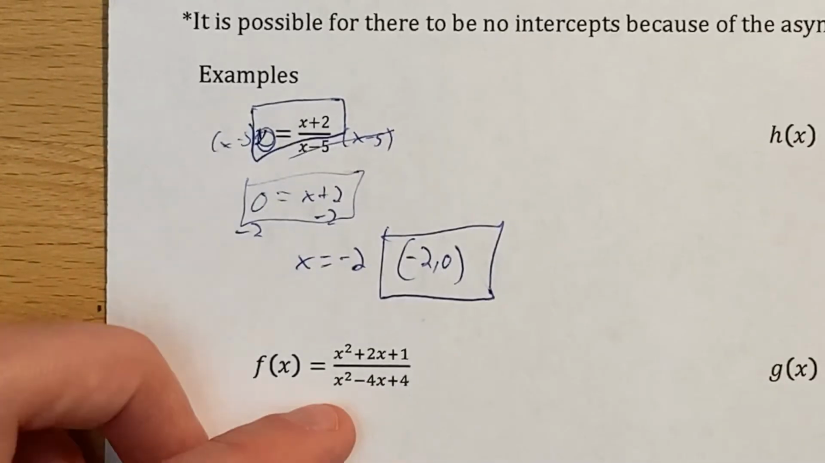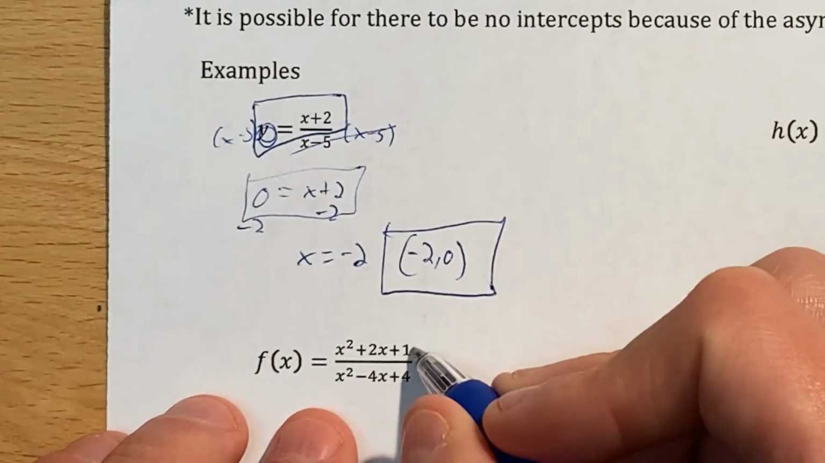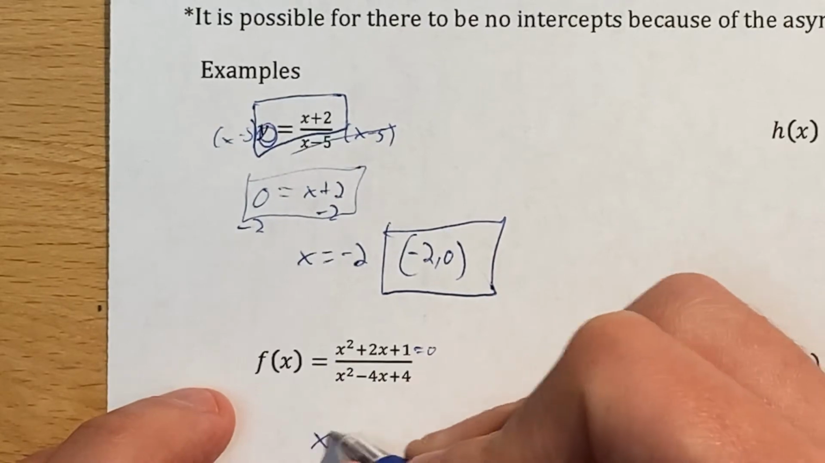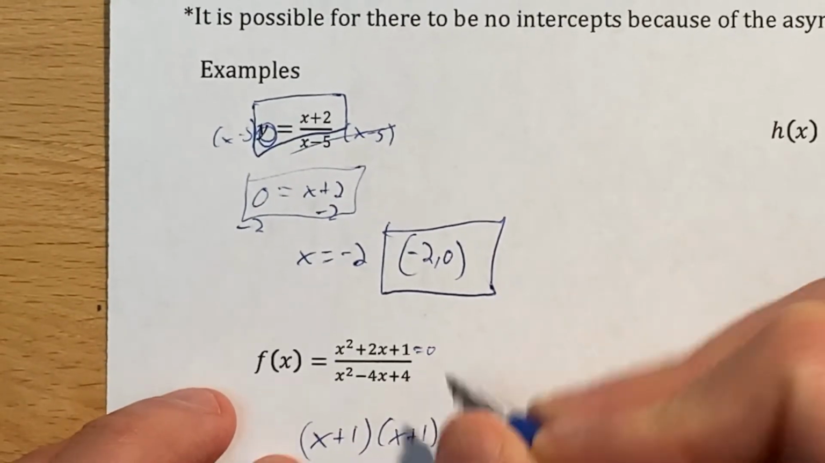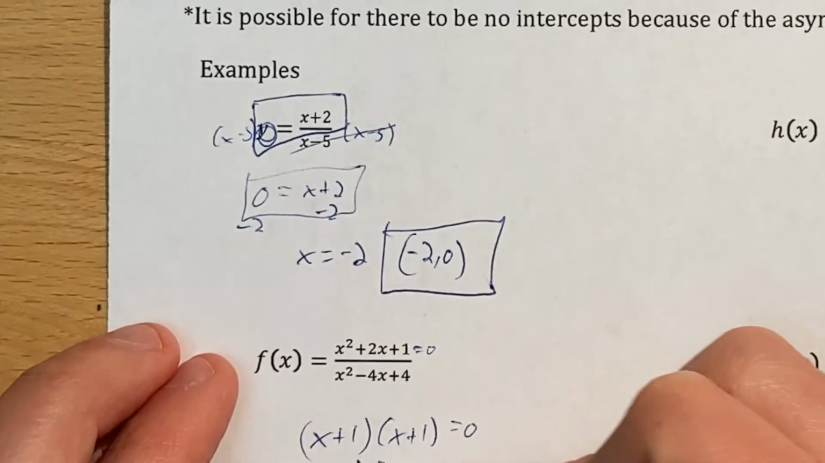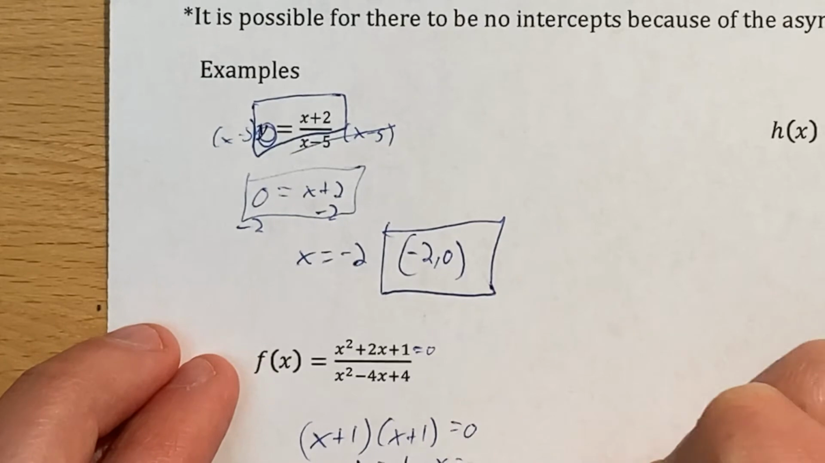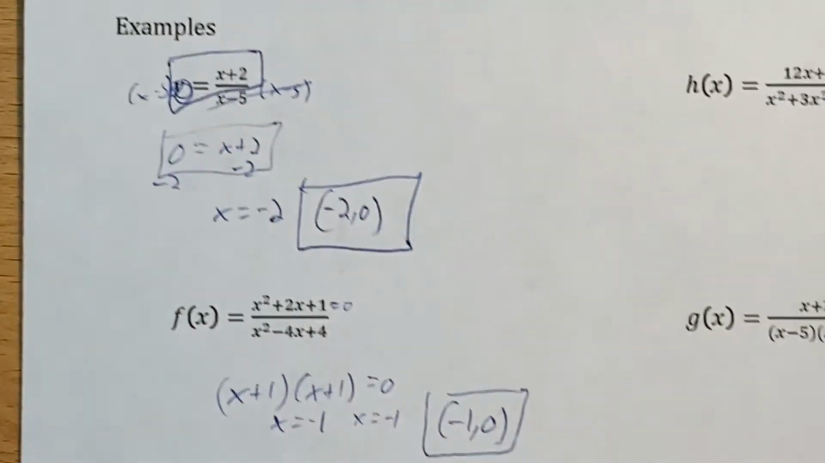I'll do, I guess, one more. Here, if you set the top equal to 0, it's factorable. It factors into x plus 1 and x plus 1. Top equals 0. In which case you get x equals negative 1 twice. So you can just write negative 1 comma 0. You don't have to write it twice. So those are the x-intercepts for those.